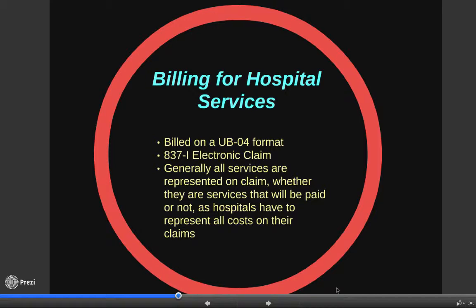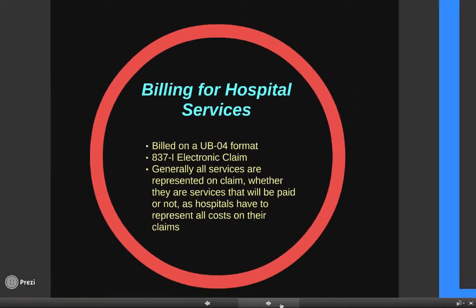So the UB04 is the claim format that we'll see on the hospital side of things, and hospitals, institutional providers will typically represent all services that have been provided. So you'll see every single aspirin that was provided to a hospital patient, all types of services that were provided to a hospital patient will end up on that claim, even though all of those items may not be paid by the insurer in the long run.